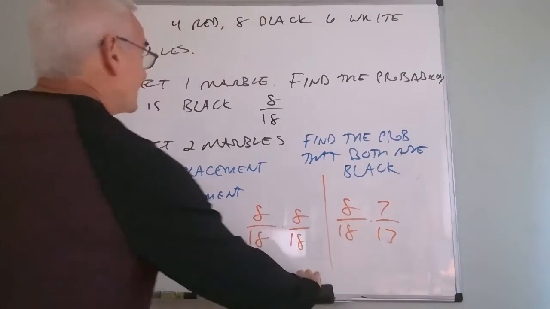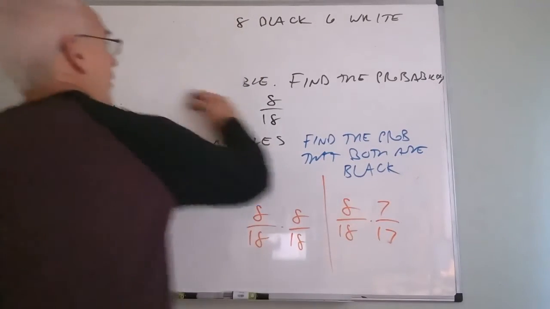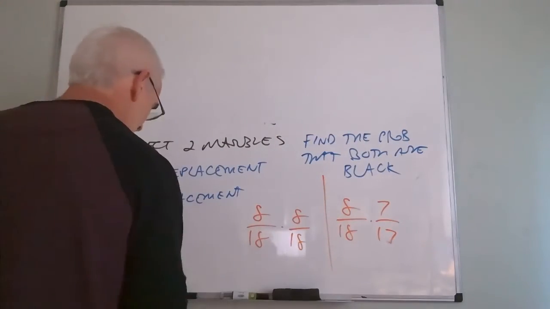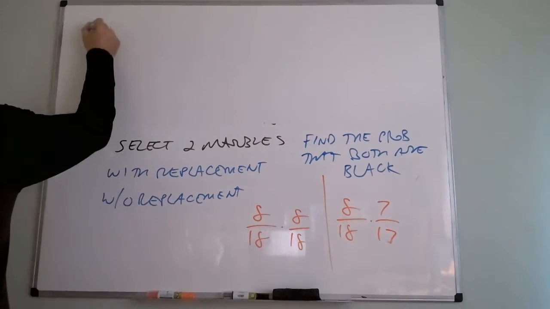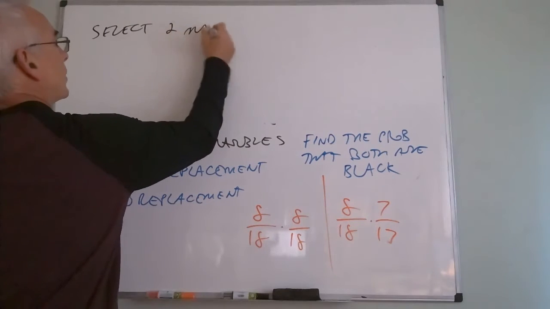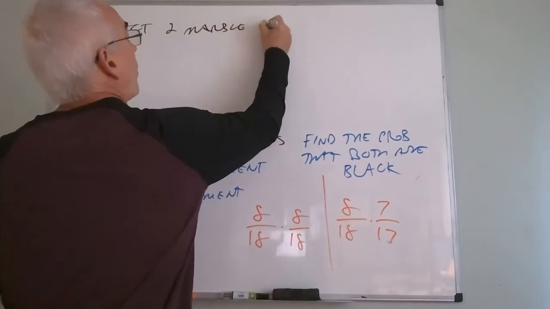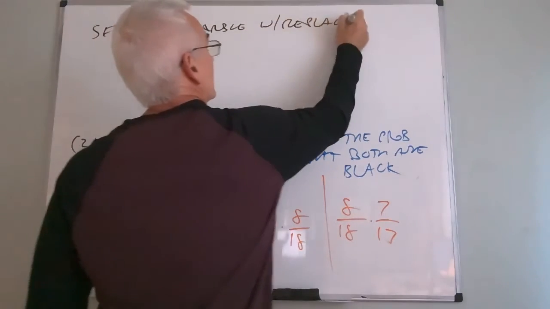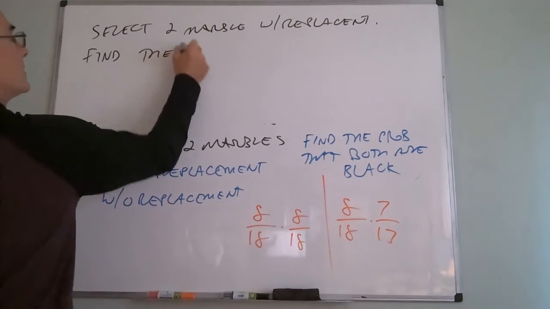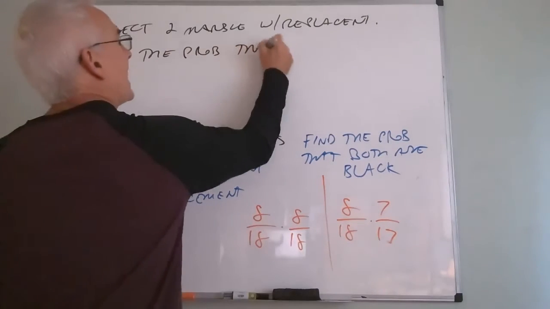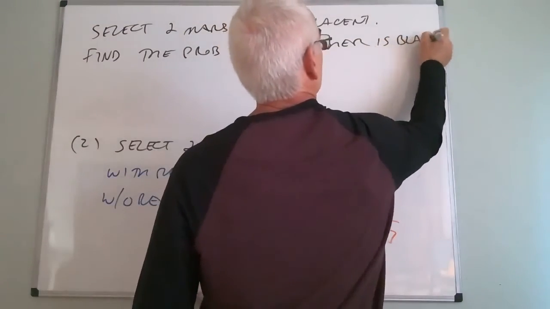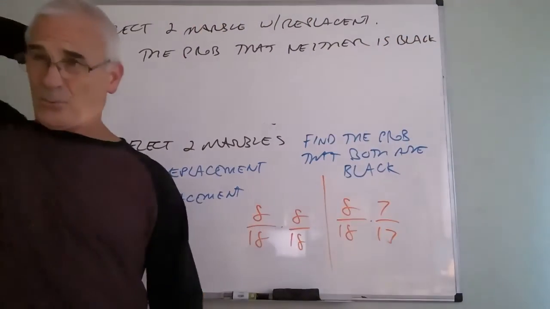Okay. Now let's do an example with cards. Actually, I want to do one more example in this case. Sorry, I want to do one more because now I'm going to say, I want you to select 2 marbles with replacement. Find the probability that neither is black. Neither one of them is black.